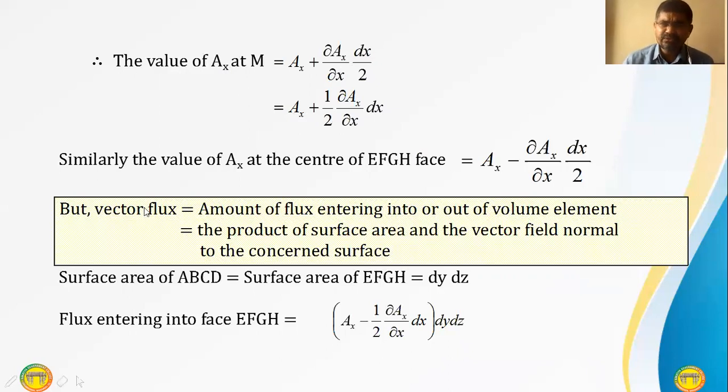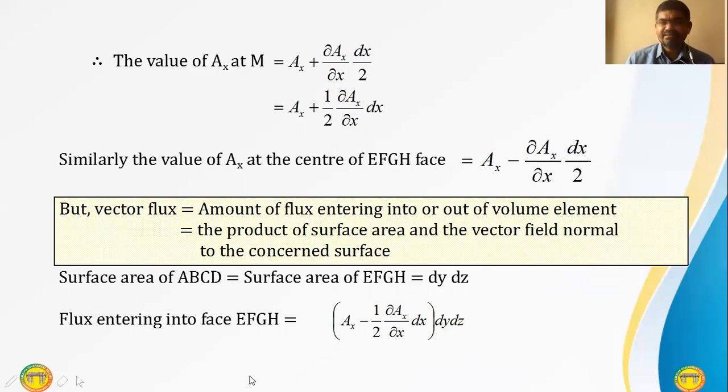Similarly, we are going to write the value of Ax at the center of the EFGH face. The EFGH face is behind the ABCD face. So the value at point N on the EFGH face is Ax minus dou Ax by dou x into dx by 2. That is written as Ax minus 1 by 2 into dou Ax by dou x into dx.